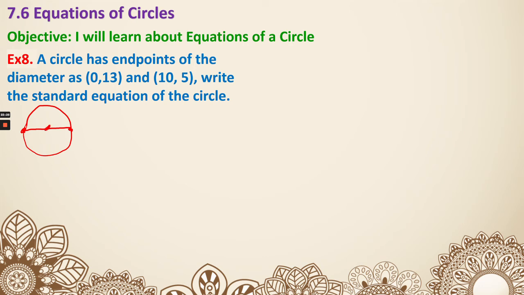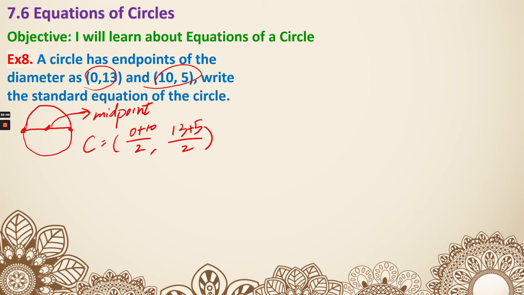So the center is actually the midpoint of the diameter. So I'm basically finding the midpoint of these 2 points. Center C would actually be 0 plus 10 divided by 2, 13 plus 5 divided by 2. I'm just averaging their coordinates. It's going to give 5 and 9.